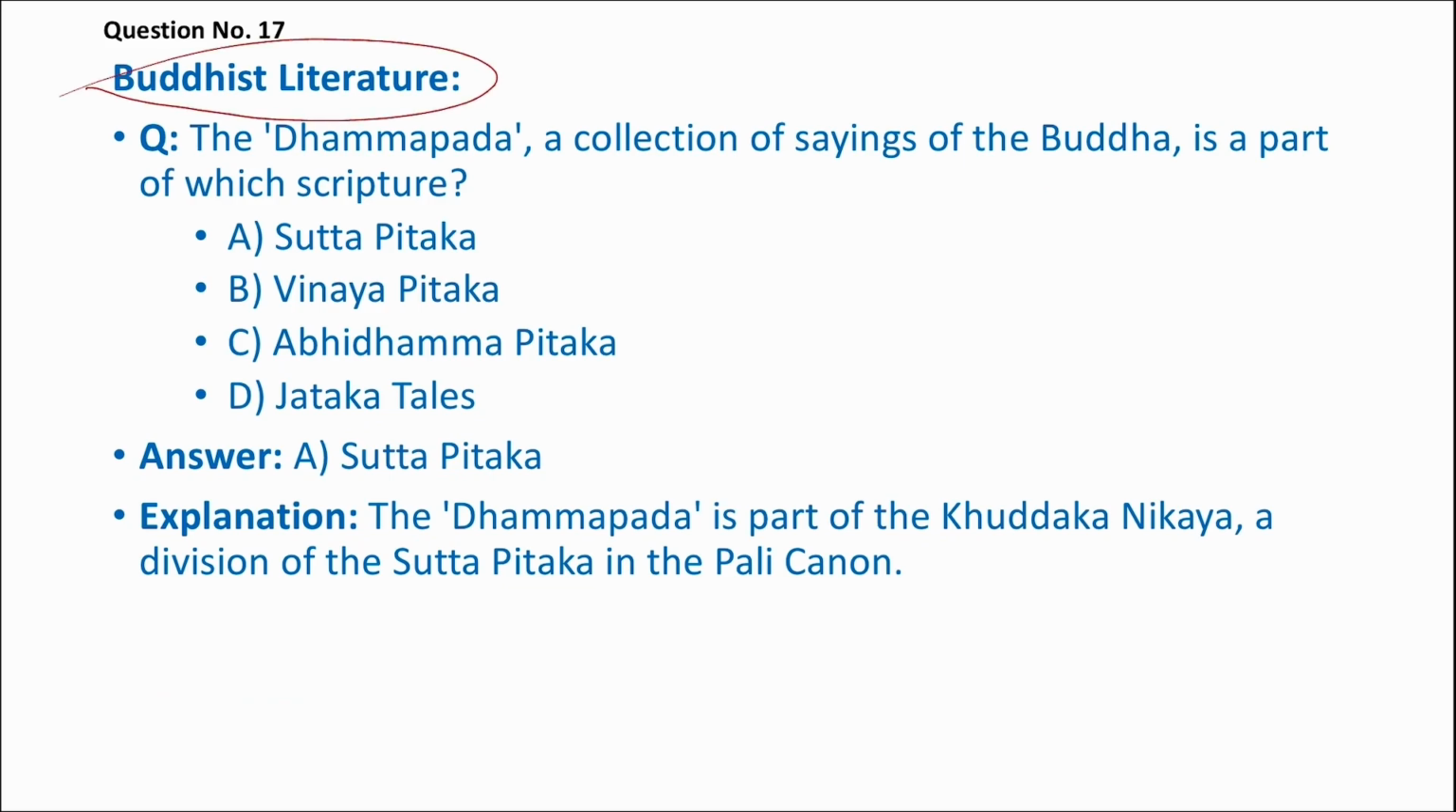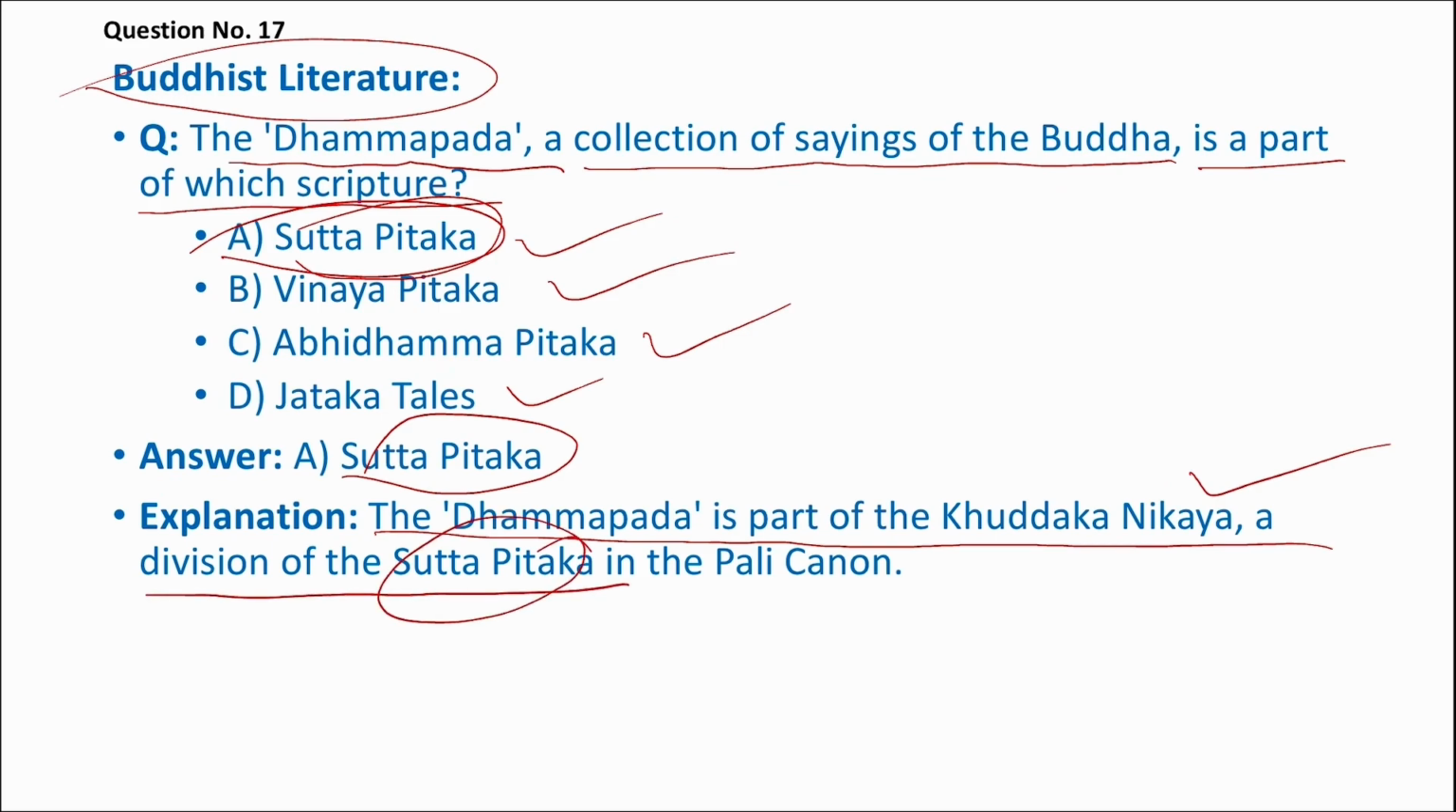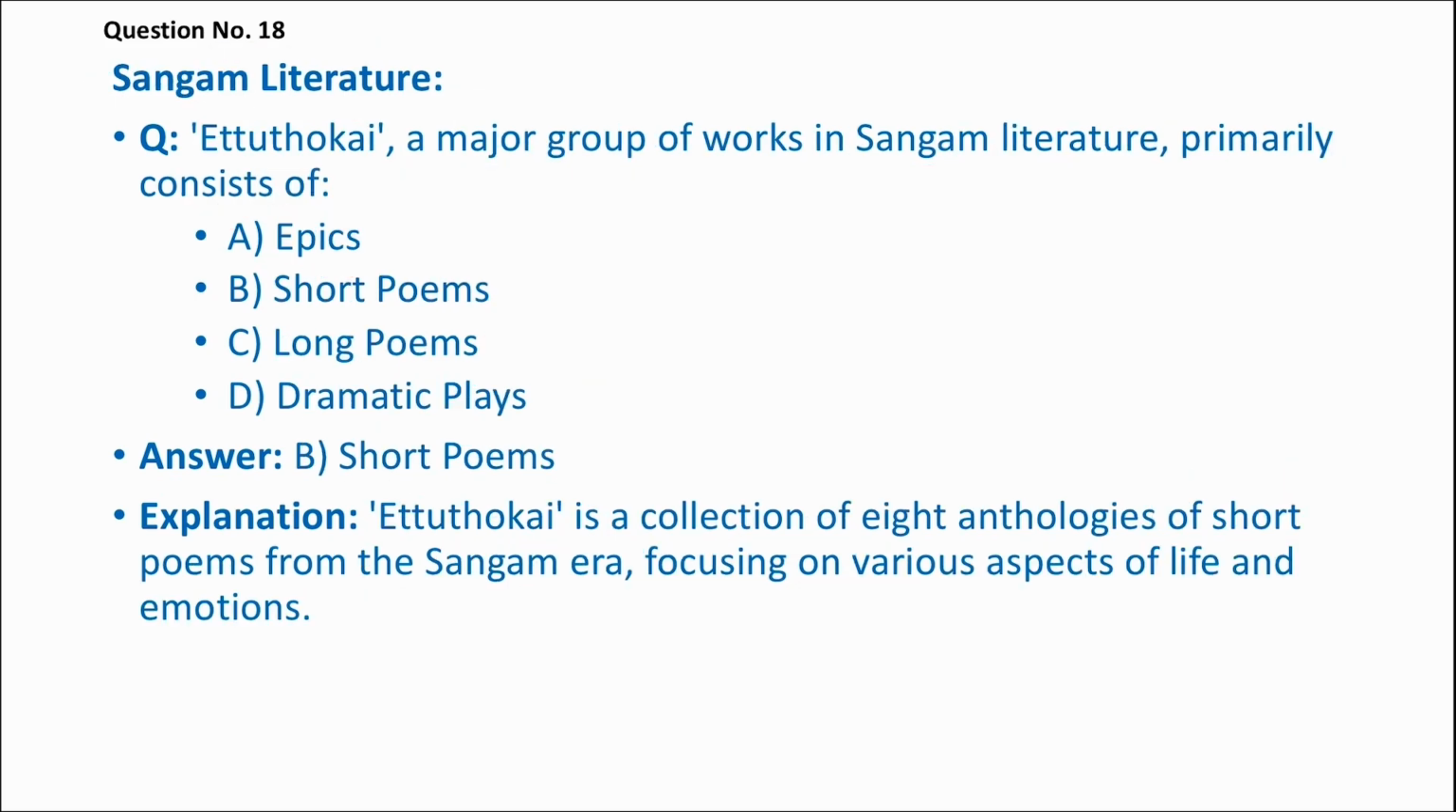The next question is on Buddhist literature. The Dhammapada, a collection of sayings of Buddha, is a part of which scripture? Sutta Pitaka, Vinaya Pitaka, Abhidhamma Pitaka, or Jataka tales? It is actually part of Sutta Pitaka. Dhammapada, a collection of sayings of Buddha, is a part of the Khuddaka Nikaya, a division of the Sutta Pitaka in the Pali canon.